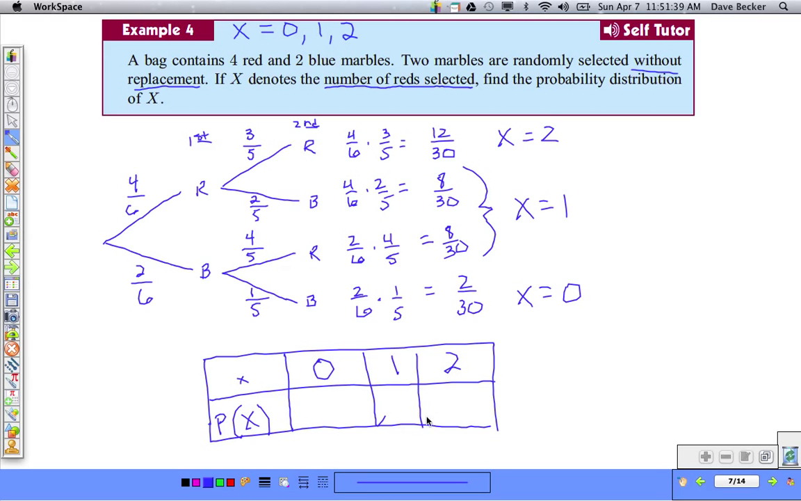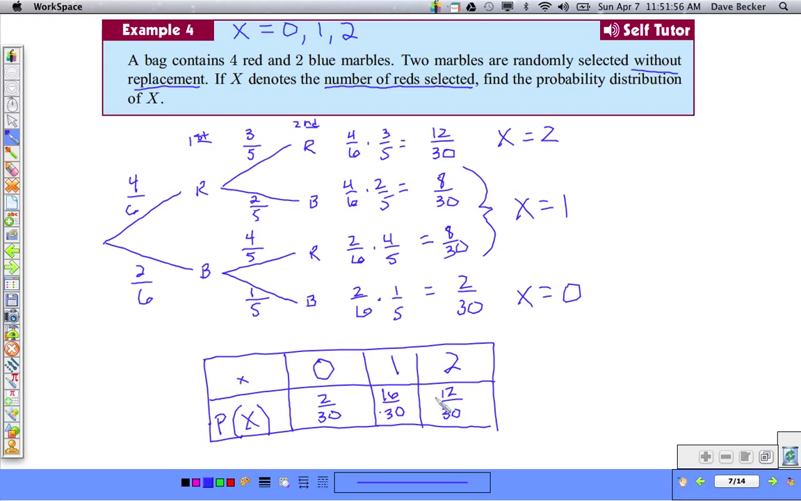Okay, what's the probability X equals 0? Well, that's 2 out of 30. For 1, it's going to be 8 out of 30 plus 8 out of 30, that's 16 out of 30. And the probability that X equals 2 is 12 out of 30.